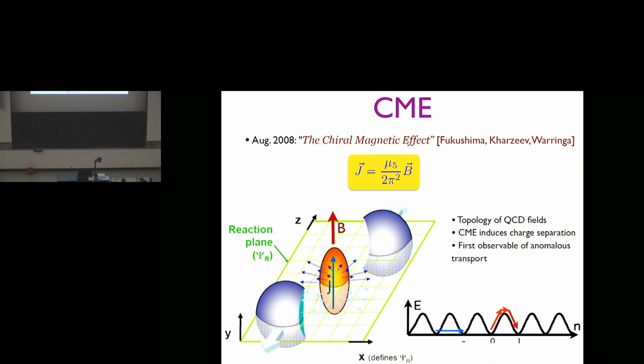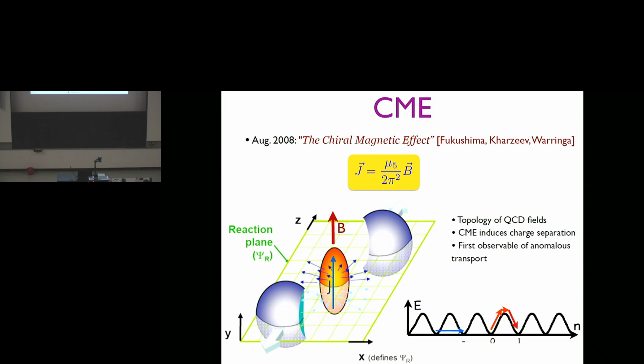It's difficult to measure statistically. But the signature would be that these particles are also positively charged, they create a magnetic field, and then this chiral magnetic effect comes into play and would separate charges. You would find more positive charges up here than down there.